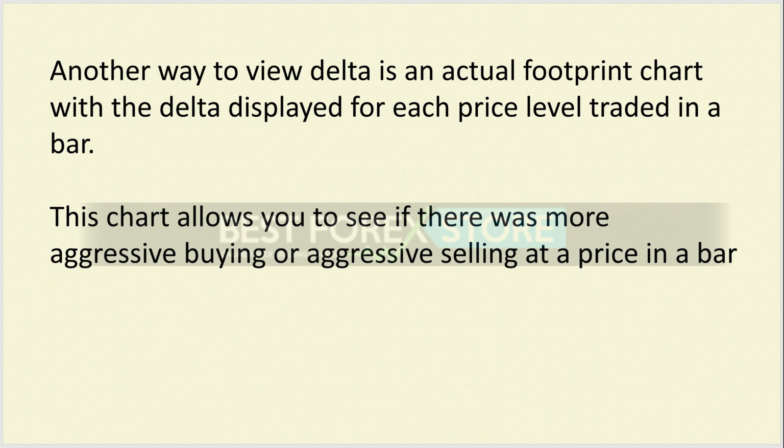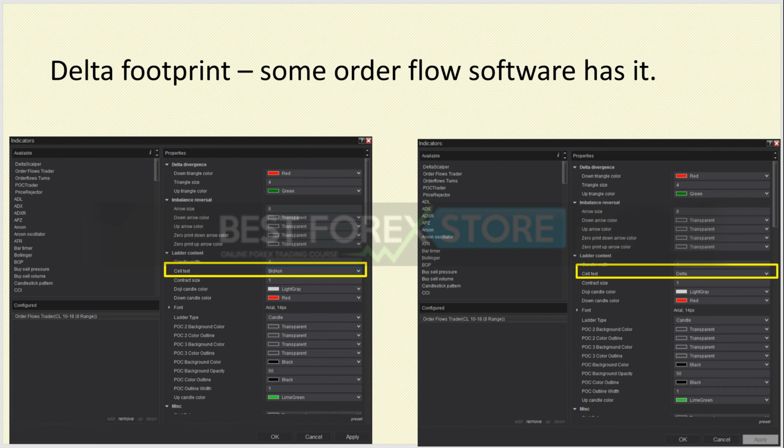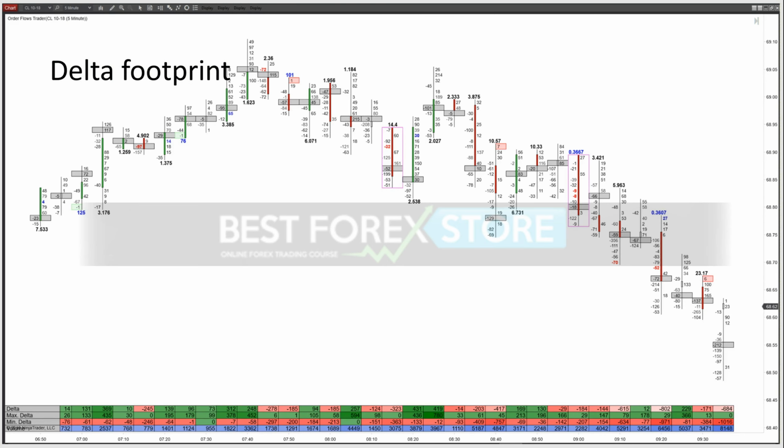Now, there are other ways to use delta on a chart, and another way to view delta is an actual footprint chart with the delta displayed for each price level in a bar. And this chart's going to allow you to see if there's more aggressive buying or selling at a price in a bar. Now, for users of my software, I don't know how it works with other software, but with my software, you can change it from your normal bid-ask data, your normal volume footprint chart, to the delta. You go into the ladder content, you change it to delta. And how it's going to look is it looks like this.